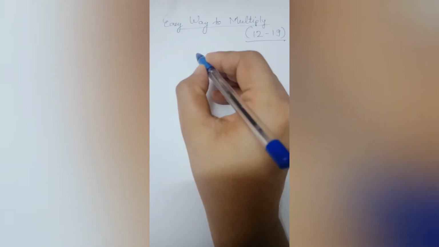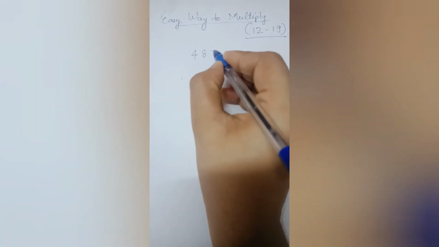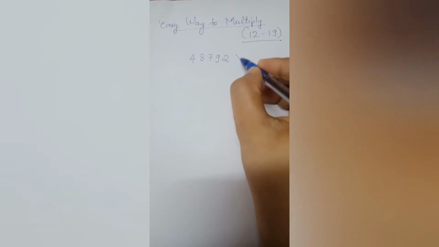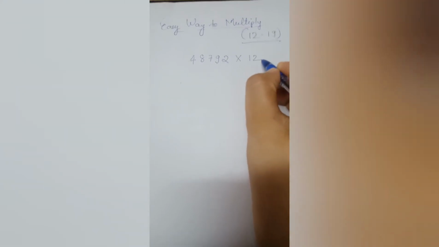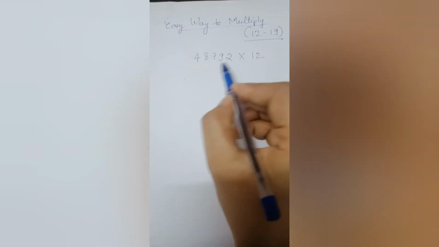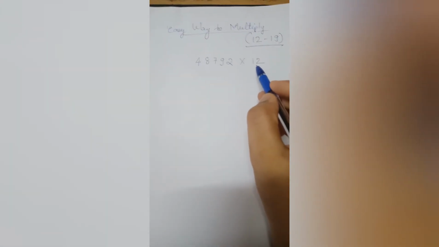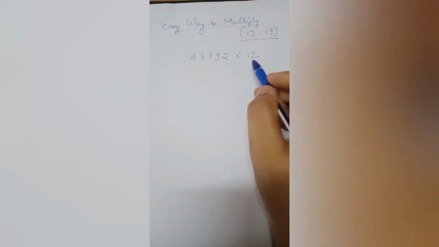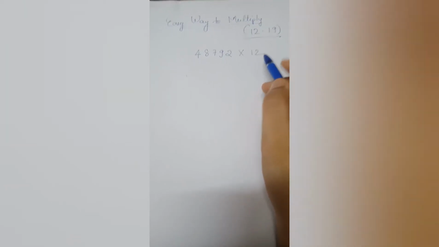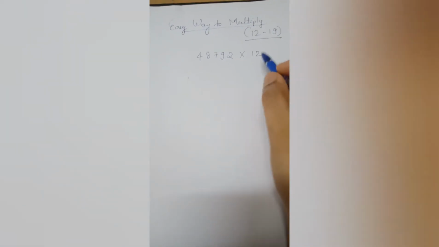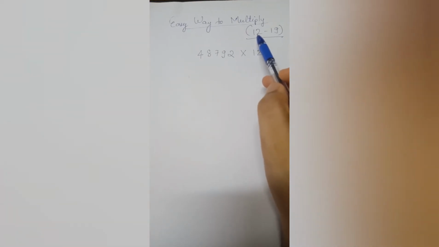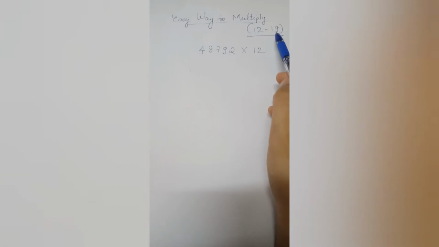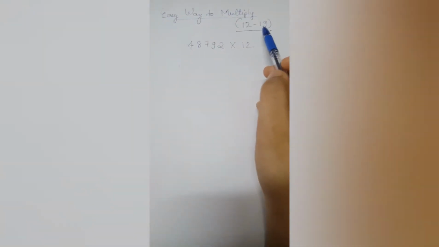4, 8, 7, 9, 2, multiply by 12. I have randomly taken this number. Now students, many of the students get confused with the multiplications. Many times they write the wrong answer, or they might forget the multiplication numbers. If you already know the 12 to 19 tables, well and good, but for those students who find it difficult to remember the tables, this can be the easiest way.